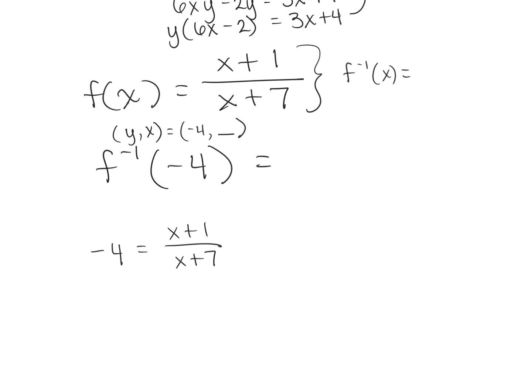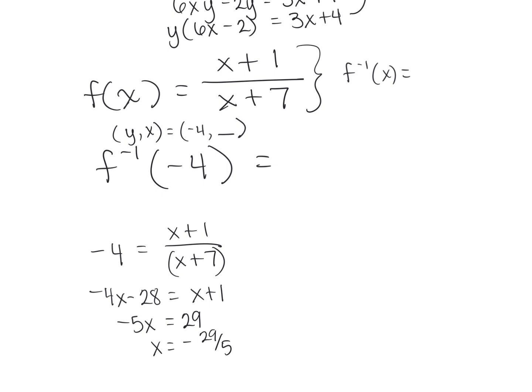So again, multiplying up, the bottom comes to the left-hand side. I have negative 4x minus 28 is equal to x plus 1. And now I'm just solving for x. So subtract the x over, I get negative 5x. And if I add 28 to 1, I get 29. So x would be equal to negative 29/5.